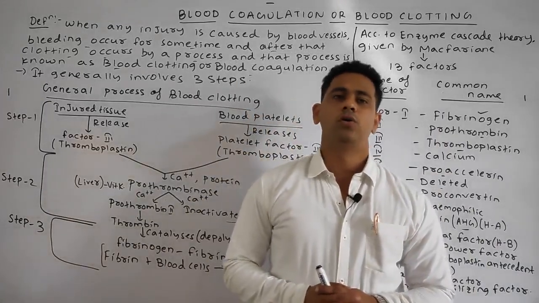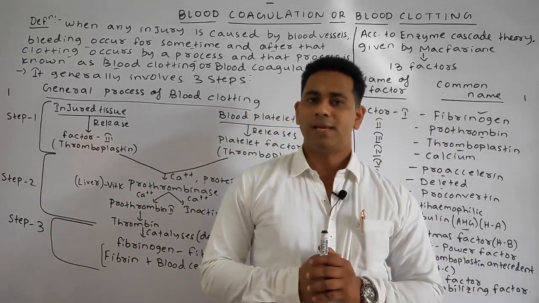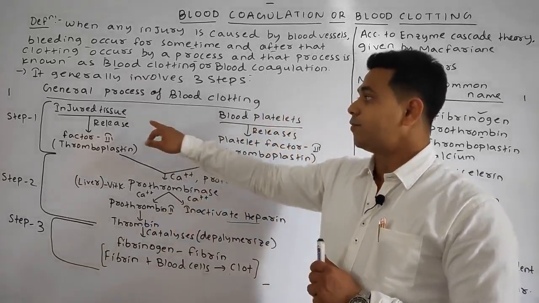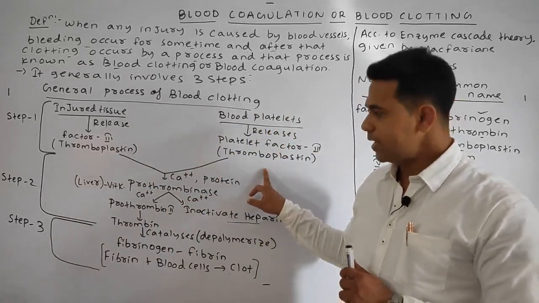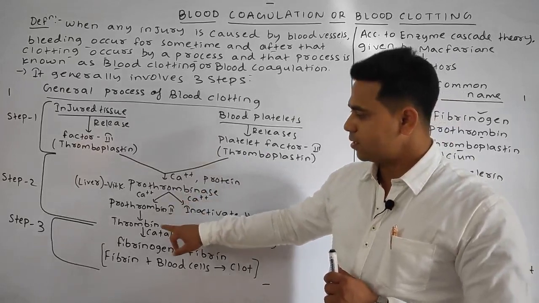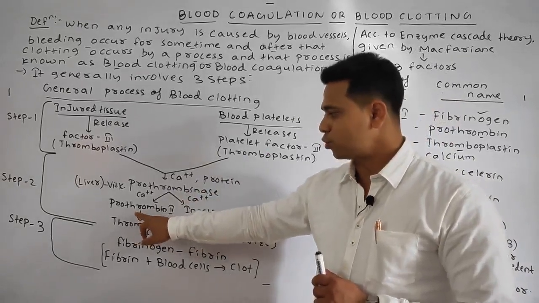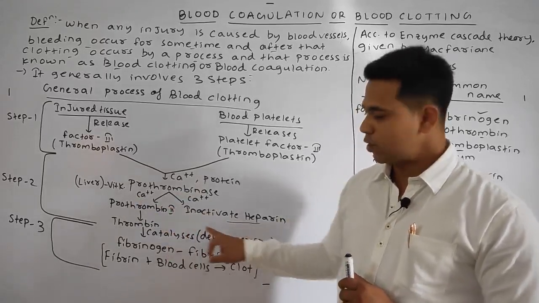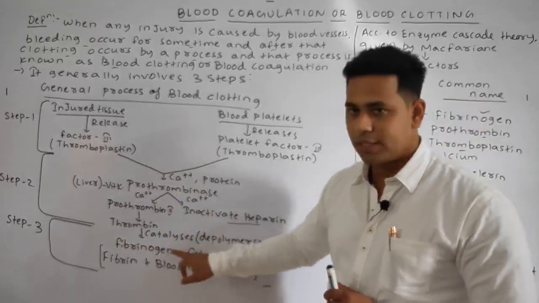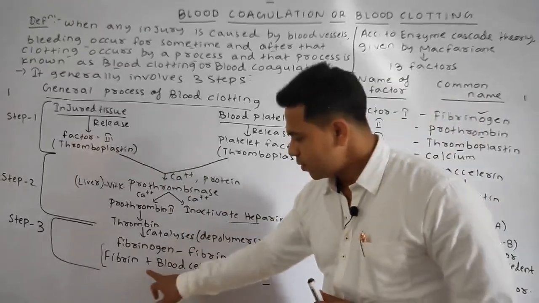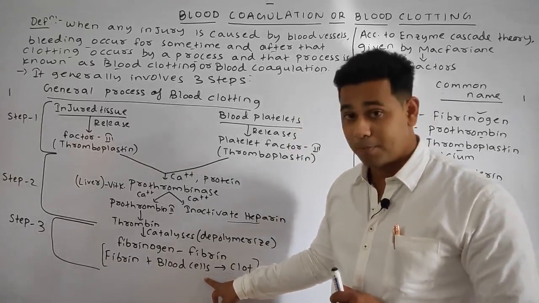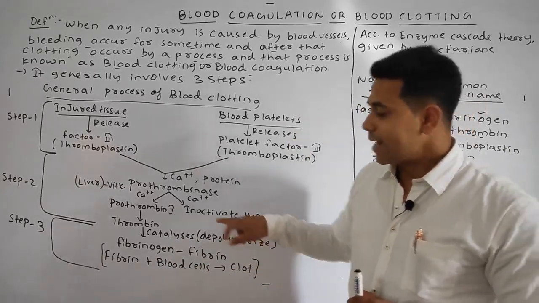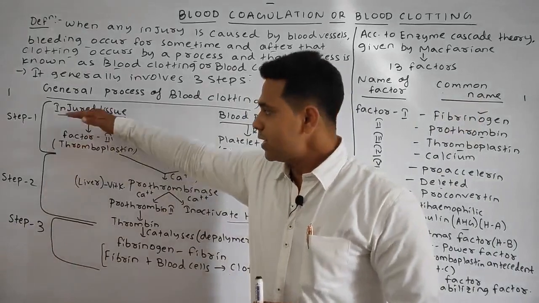Okay students, so in blood clotting, 3 important steps are present. First, the release of the thromboplastin. Next, the synthesis of the prothrombinase and the conversion of the inactive prothrombin into thrombin. This is step 2. Step 3: the thrombin catalyzes depolymerization, by which the fibrinogen is converted into fibrin, and the fibrin, when it comes in contact with the blood cells, finally forms the blood clot. This final stage is known as your step 3. So you can see step 1, step 2, step 3.